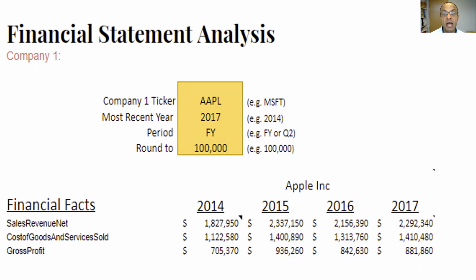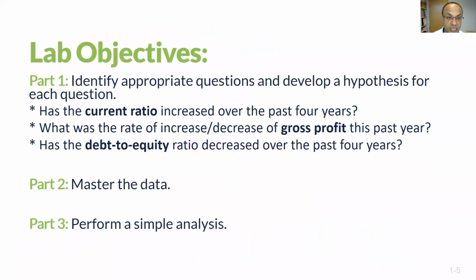Number 1, what are the questions we need to address in this financial statement? I put here 3 simple questions. Has the current ratio increased over the last 3-4 years? The second one, what was the rate of the increase or the decrease of the gross profit since the prior year? The last question is, how about the debt to equity ratio? Was it increased or decreased over the last 4 years?